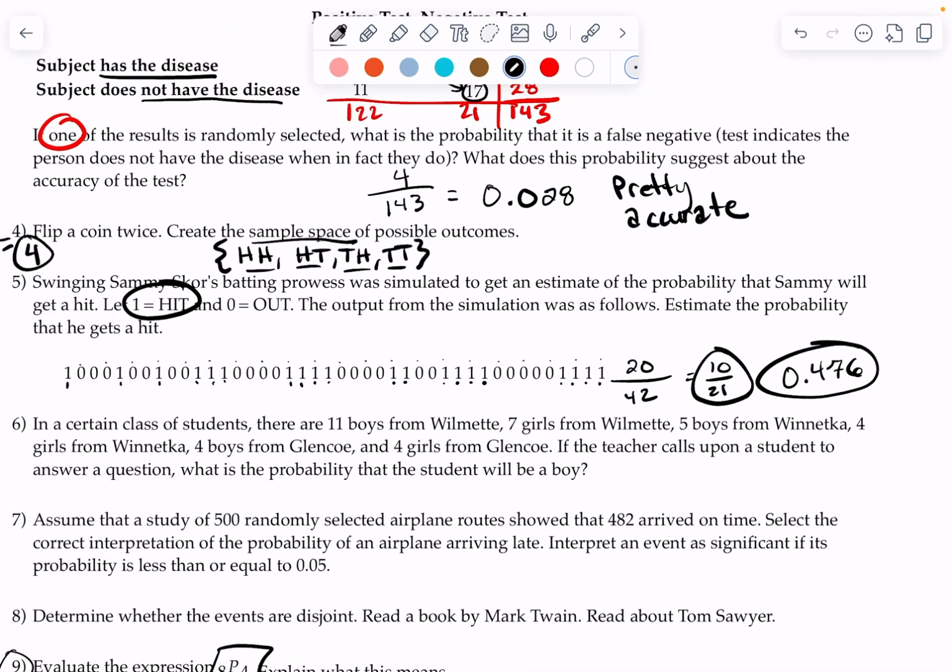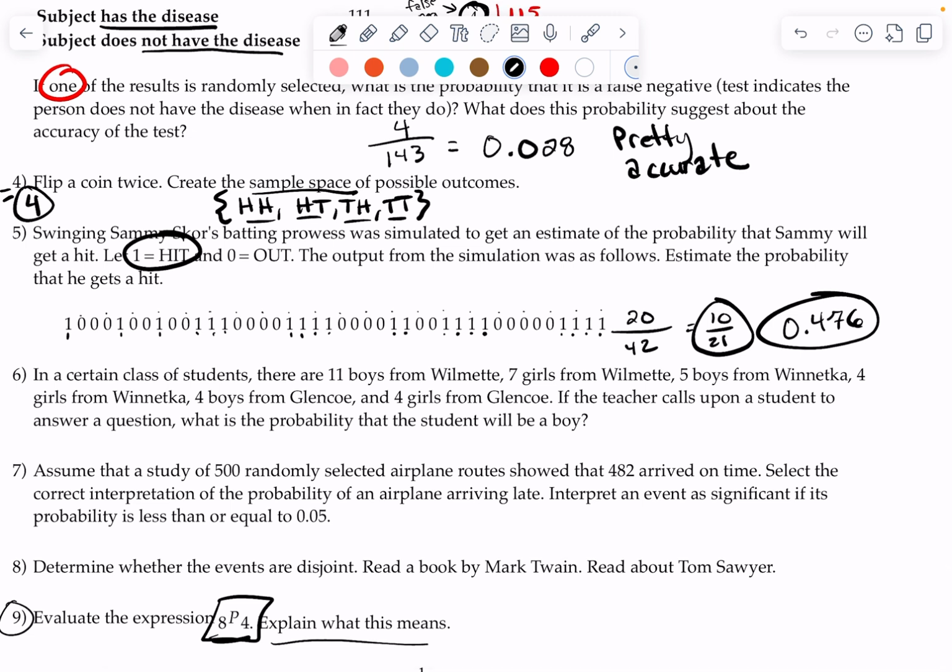Okay. 6. In a certain class of students, there are 11 boys from Wilmette, 7 girls, 5 boys from Winnetka, 4 girls from Winnetka, 4 boys from Glencoe, 4 girls from Glencoe. The teacher calls upon a student to answer a question. What is the probability the student will be a boy?